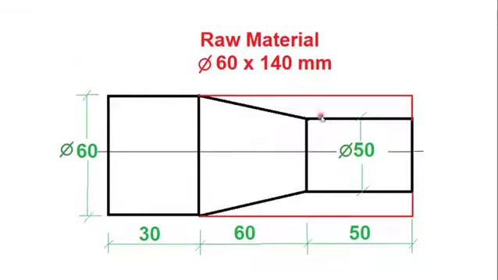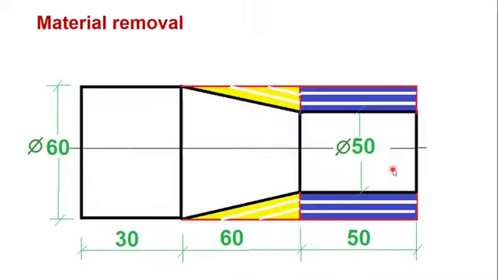So the raw material will look like something like this, which has a diameter of 60 millimeter and length of 140. So this complete, that is 60 dia, length 30 plus 60 is 90, 90 plus 50 is 140. So this total 60 dia and 140 length is the raw material size. Now we have to do a turning operation on this raw material of dia 60 into 140 and achieve this shape.